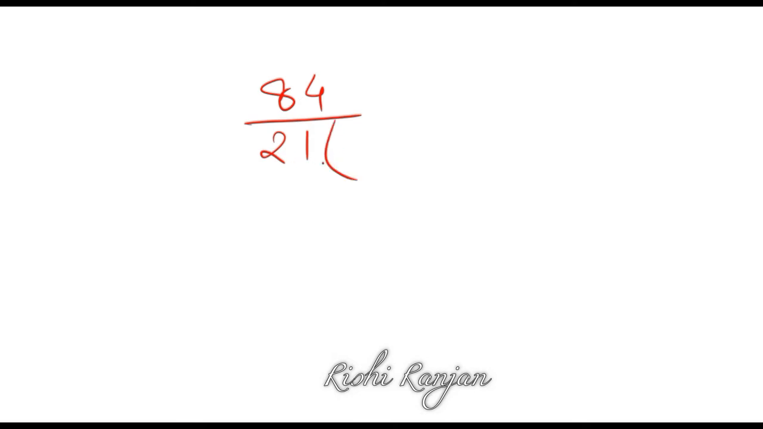But can I say that if 84 is divisible by 21, it must be divisible by 7 also? 100% sure. Definitely it is also divisible by 7. Although the reverse is not true. If a number is divisible by 7, it doesn't mean that it is also divisible by 21. But if a number is divisible by 21, it should be divisible by 7 also. So 84 is definitely divisible by 7 also.